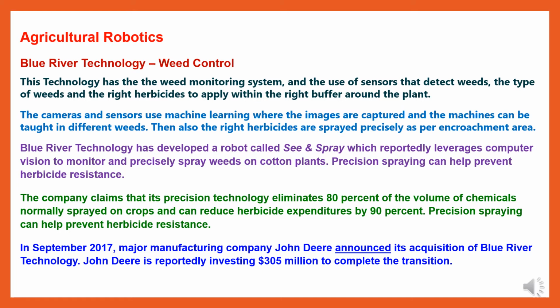Precision spraying can help to prevent herbicide resistance. The company claims that its precision technology eliminates 80% of the volume of chemicals normally sprayed on crops and can reduce herbicide expenditures by 90%. In September 2017, major manufacturing company John Deere announced its acquisition of Blue River Technology. John Deere is reportedly investing $305 million to complete the transition.